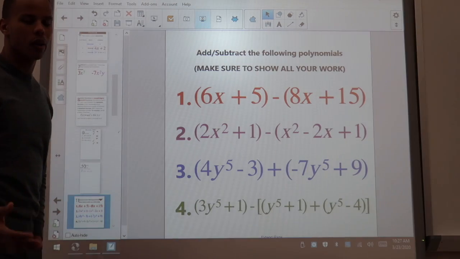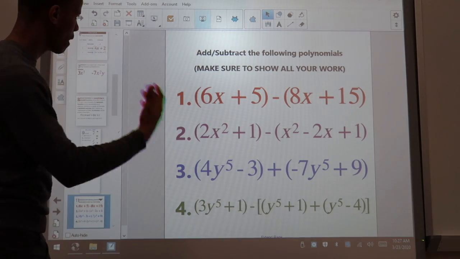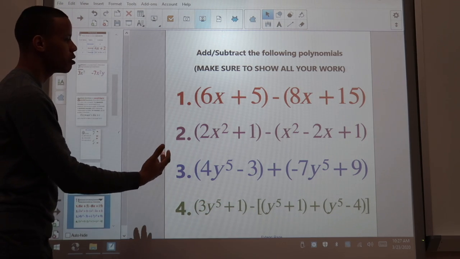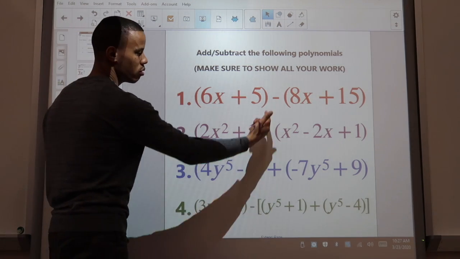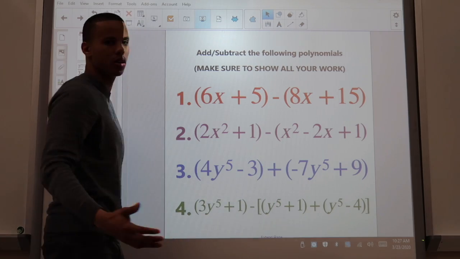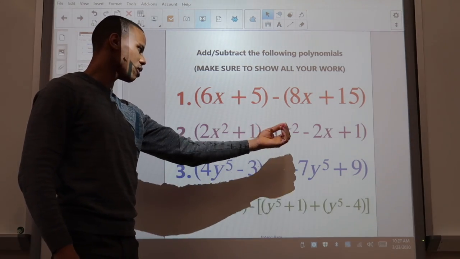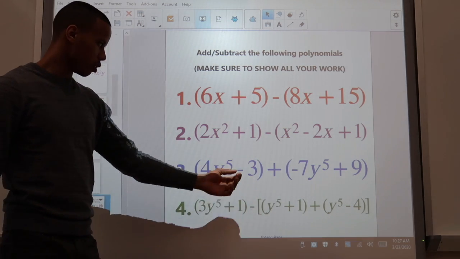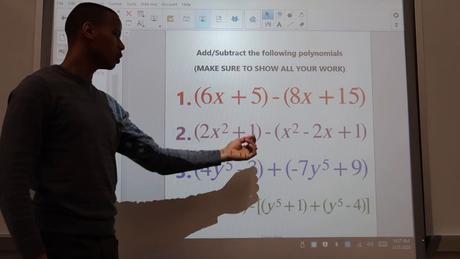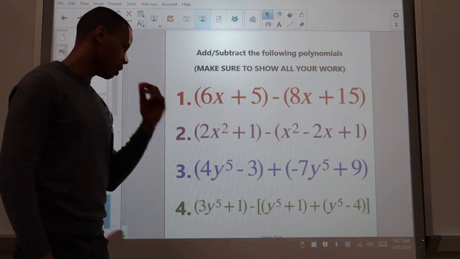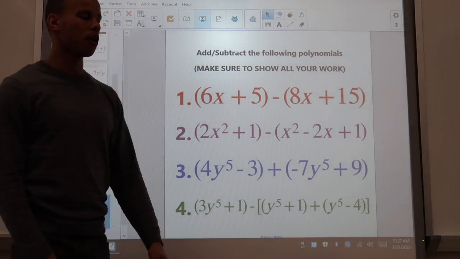So now, this is what I want you to do. In your notes, I want you to write this down, and I want you to either add them or subtract them. Whatever the operation says, that's what I want you to do. For the first one, you'll be subtracting the 2 binomials. For the second one, you're going to be subtracting the binomial and the trinomial, and so on and so forth.